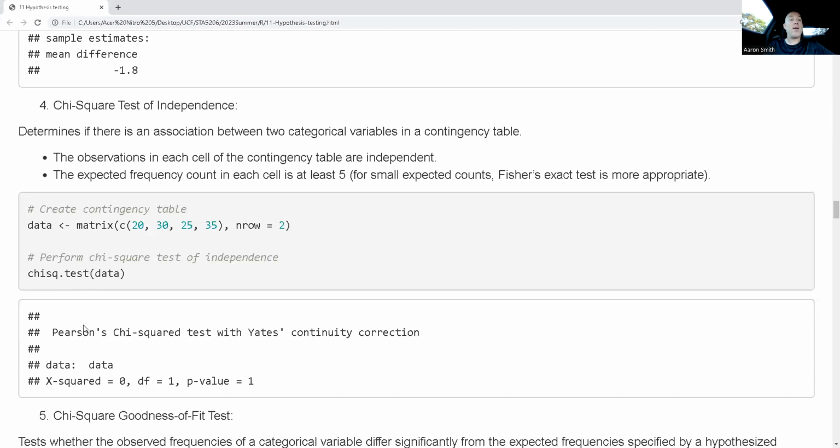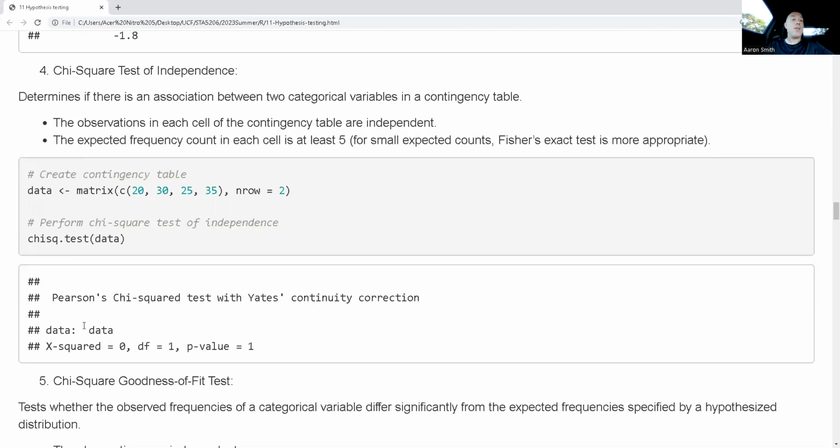The next one is the chi-square test for independence. Here we determine if there's an association between two categorical variables in a contingency table. The next one is the chi-square goodness of fit test. These mathematically are the same, but they have different purposes, different derivations. The chi-square goodness of fit test tests whether the observed frequencies of a categorical variable differ significantly from the expected frequencies specified by a hypothesized distribution.